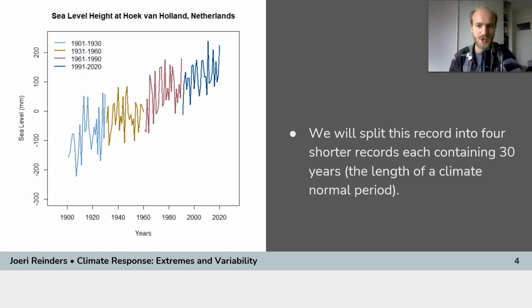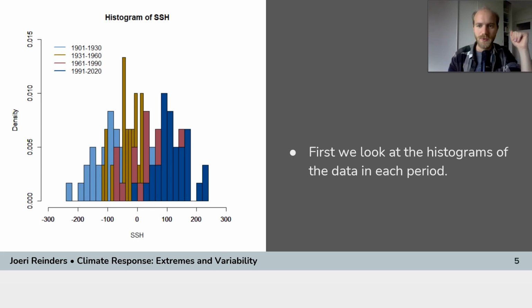So for this exercise, we're going to split our data into 4 climate normals. Climate normals are 30-year periods that reflect a climate in a given year, right? So here we have the climate normal from 1900 to 1930, etc., all the way to our current climate normal from 1991 to 2020. I've given them different colors so you can see the different patterns in there. So let's plot the histograms of these. That looks something like this.